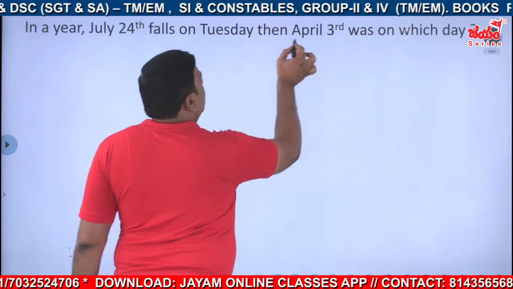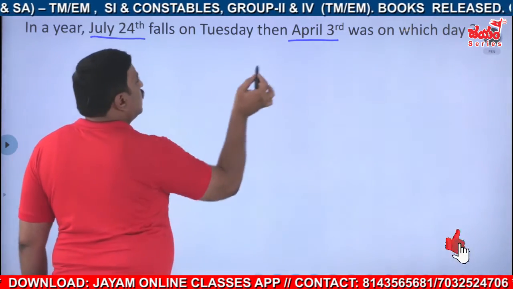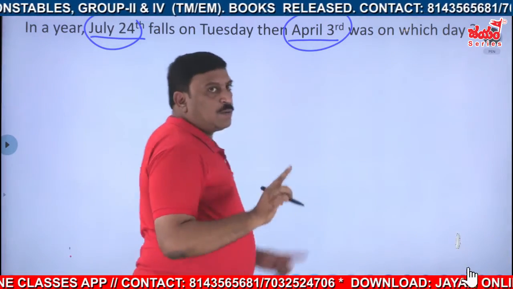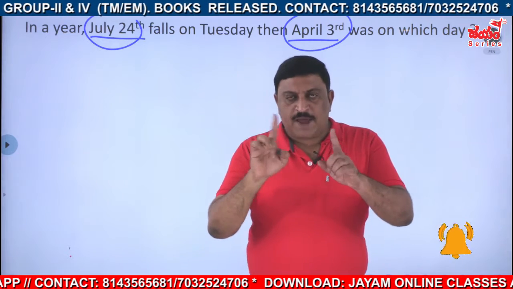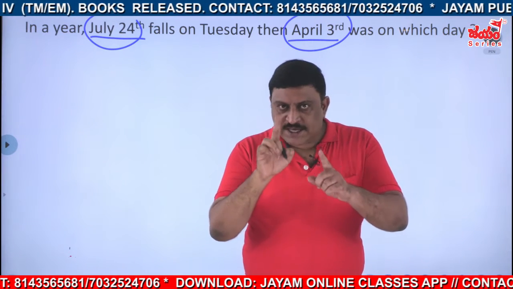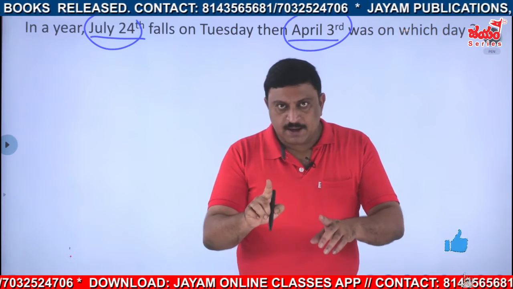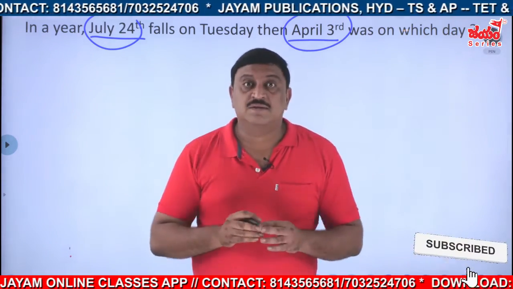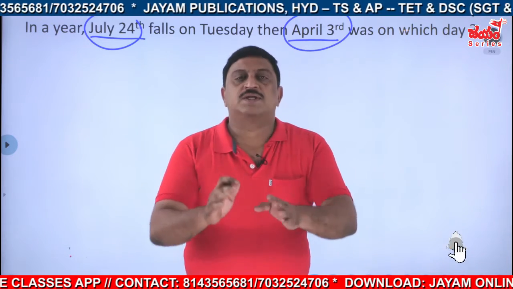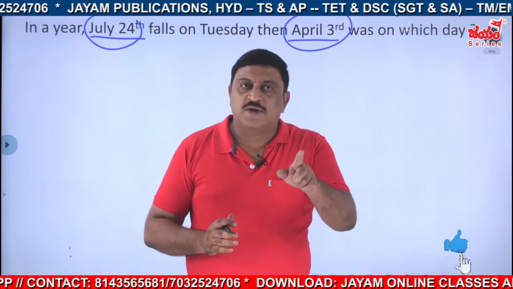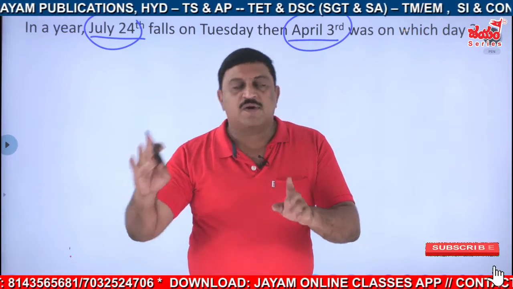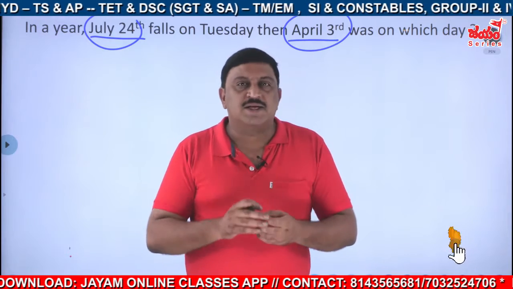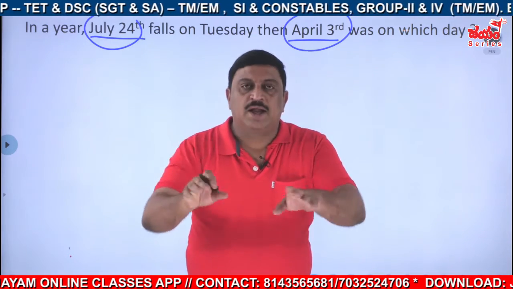Observe this month, April and July. See this one, April month and July. Observe April 1st. Suppose April 1st is on Wednesday. Our July 1st is also Wednesday. If April 1st falls on Wednesday, July 1st also falls on Wednesday. If April 10th is on Sunday, July 10th is also Sunday.